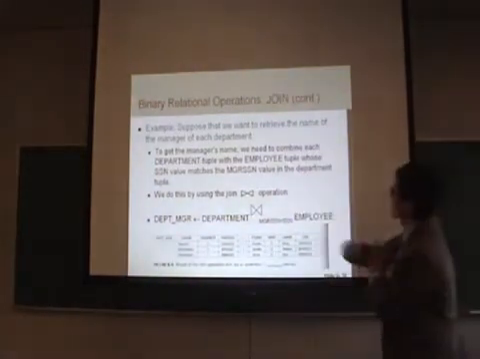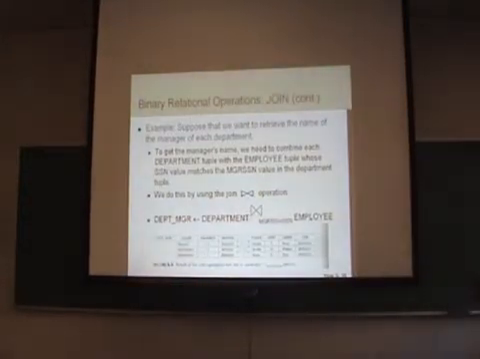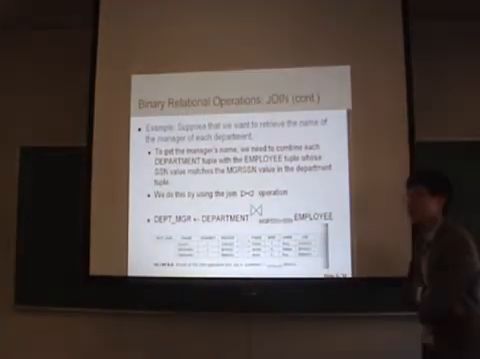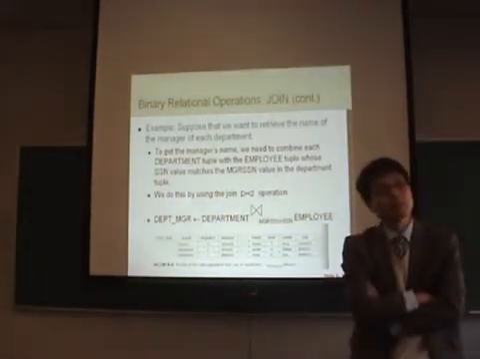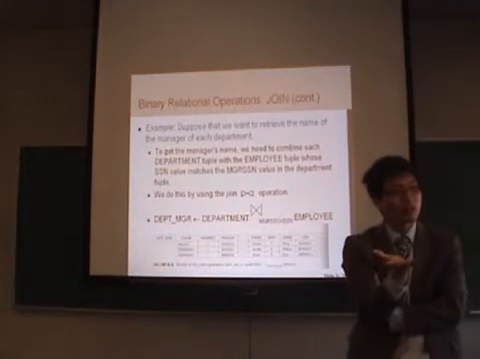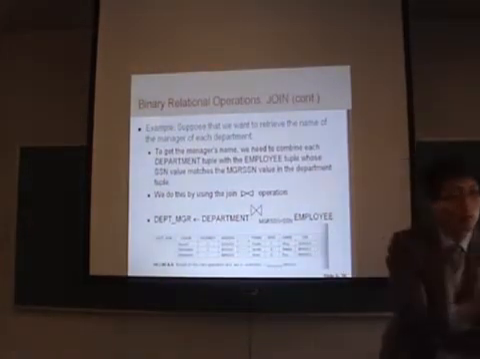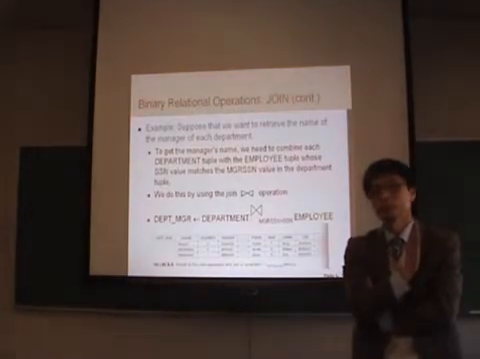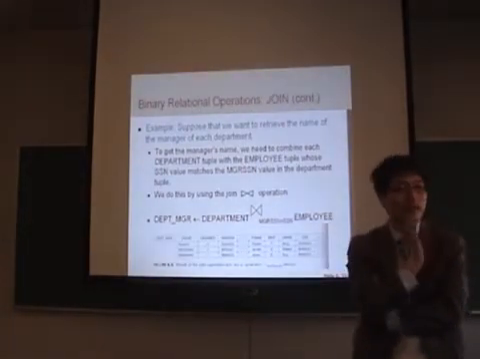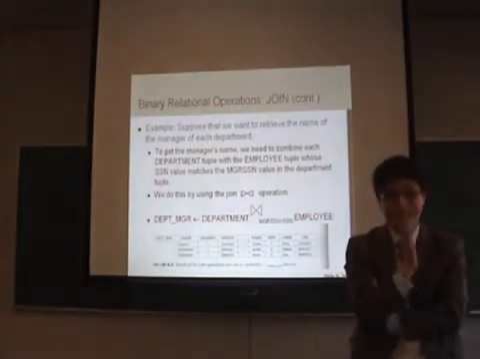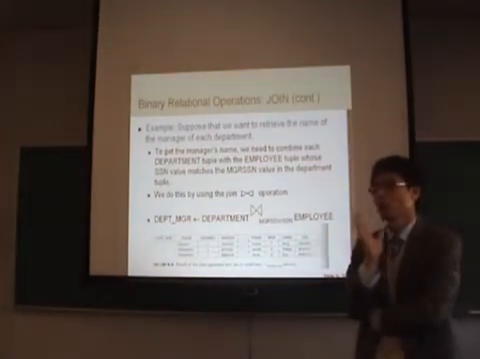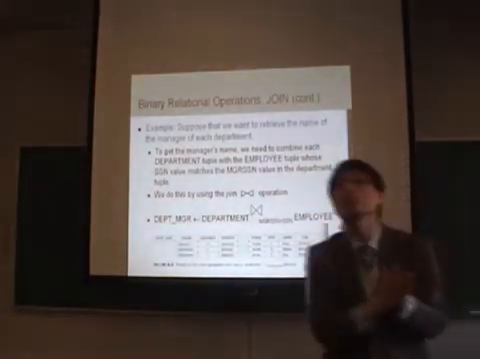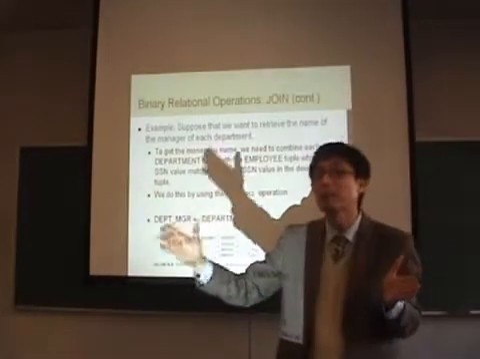So what is the question? We need the manager's name. We need to combine each department. To get the manager's name, where can you decide if an employee is a manager? From the department. From the department, which attribute? Manager SSN. Okay? You cannot find any information clue from employee. Employee has only employee information and department number.